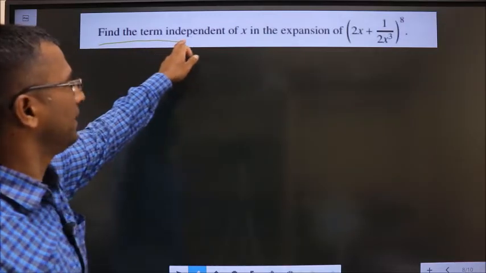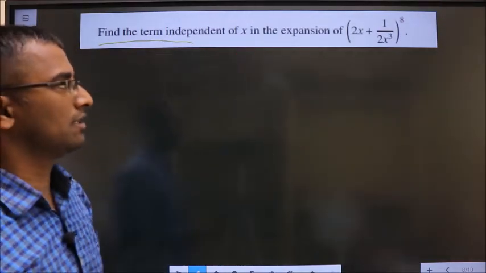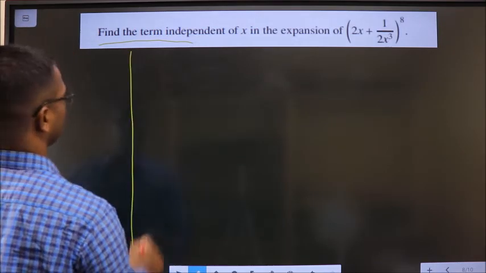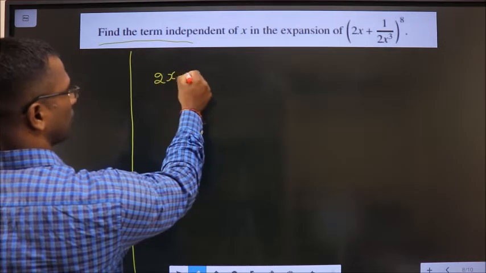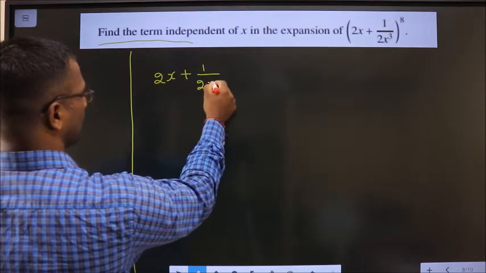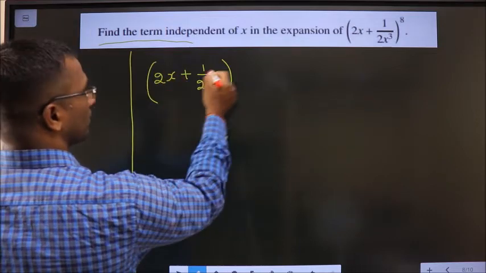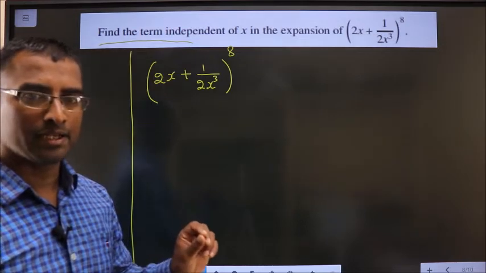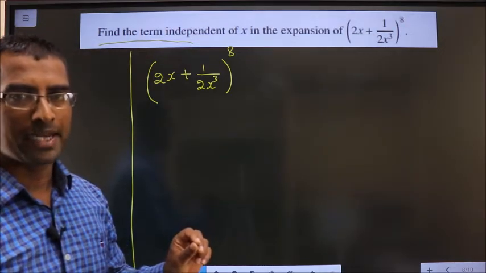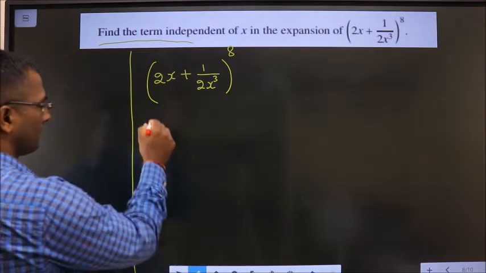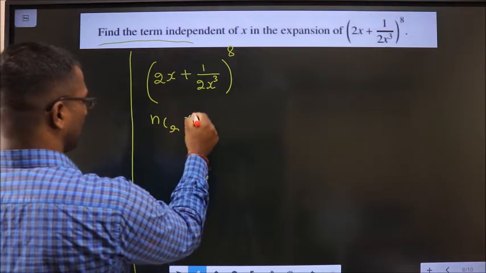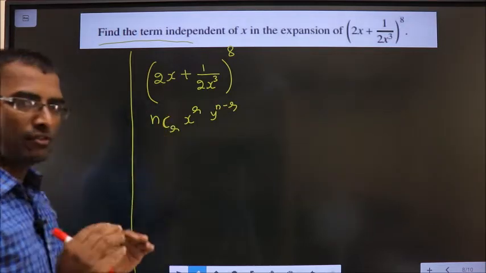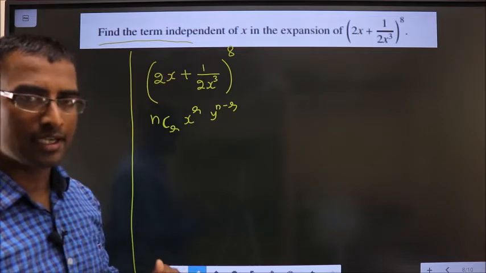Find the term independent of x in the expansion of (2x + 1/(2x³))⁸. Now, for any binomial theorem sum, we should write the general term, and the general term is nCr x^r y^(n−r). Clear? For any binomial theorem, first we should write the general term.